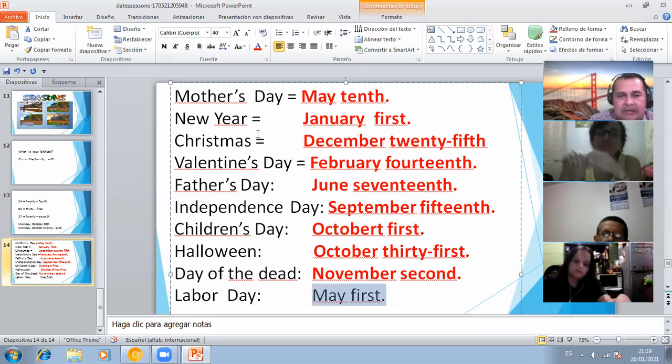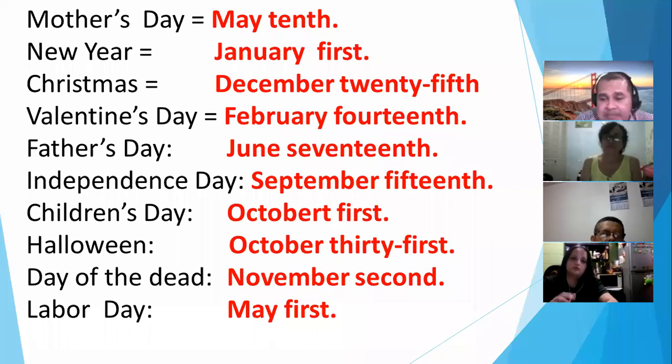So, observe this. These are the different holidays. This is the vocabulary of holidays. And we have the dates for these holidays. Valentine's Day, Father's Day, Independence Day, Children's Day, Halloween, etc. We have the month at the beginning and then the ordinal number. I will give you 2 minutes, everybody. Read for 2 minutes and then I will ask you. Primero lea y después voy a hacer preguntas. For example, I say, when is Valentine's Day? When is Labor Day? When is Independence Day? Etc. I will ask you.